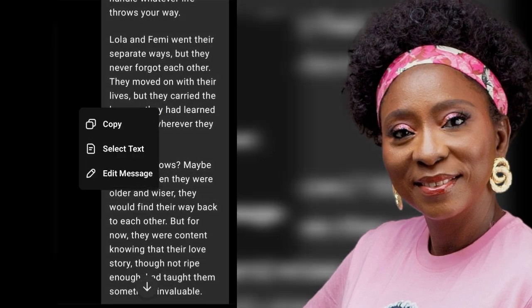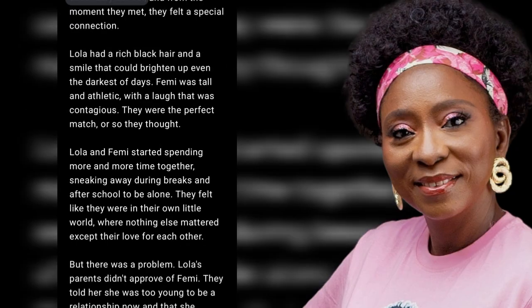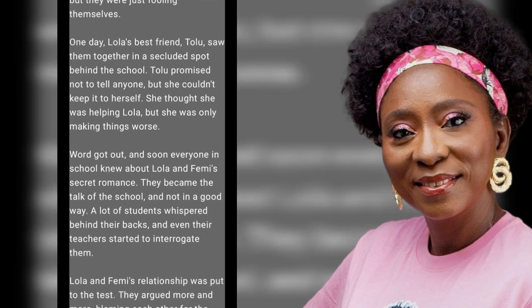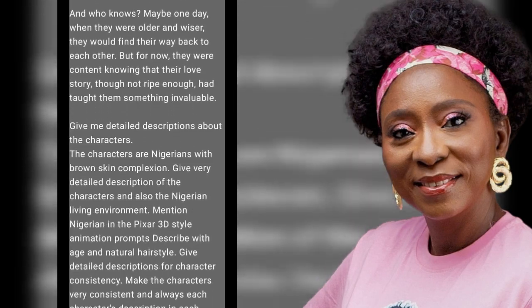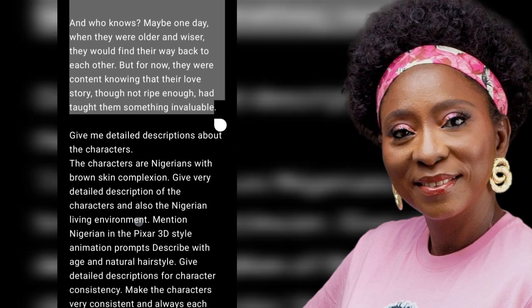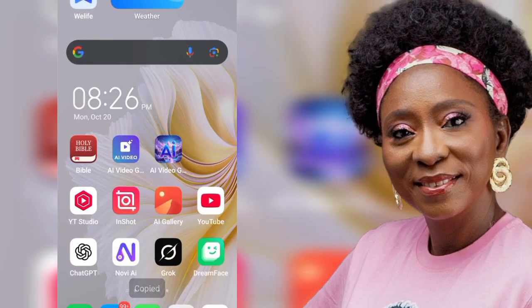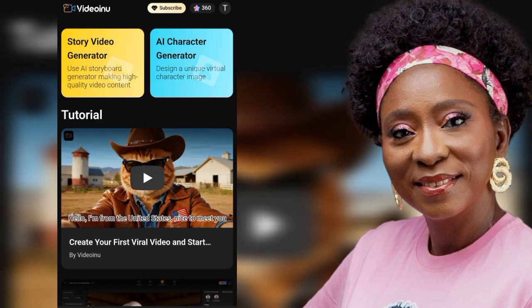Okay, so select text, and then you can actually just do select all, and I'll cut out the request for the descriptions so that I can have only the story. So this is where the story ends. We'll copy that, and then we go over to our Videoinu. Now we are going to use the story video generator. So let's just click on that.